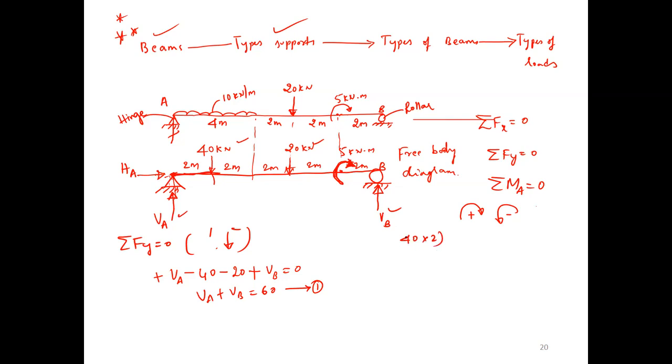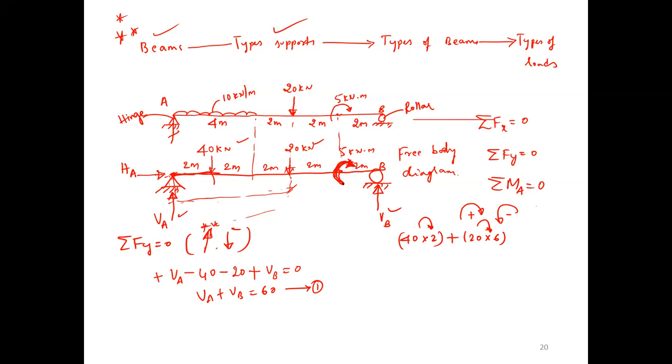40 into 2. That is clockwise. 40 into 2. Next, this force is moving clockwise. What is the perpendicular distance here to here? 6. Therefore plus 20 into 6. This is also clockwise.